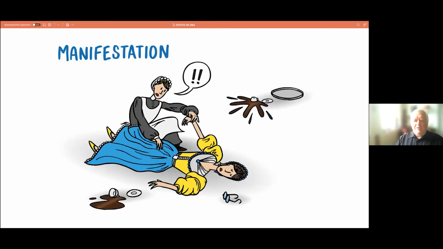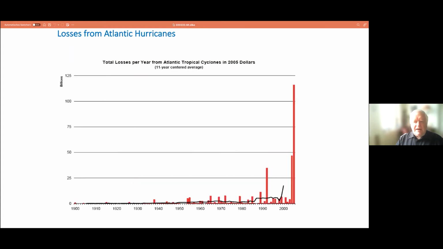Now, let's first go to the manifestation. Is the lady really dead? I have one example here. These are the total losses per year from Atlantic tropical cyclones in 2005 dollars. I forgot to add here where I have it from. It's from a paper by Roger Pielke Jr. And we see that the damages have increased dramatically, really very strongly. Obviously, in this case, we have something which is worth being discussed.